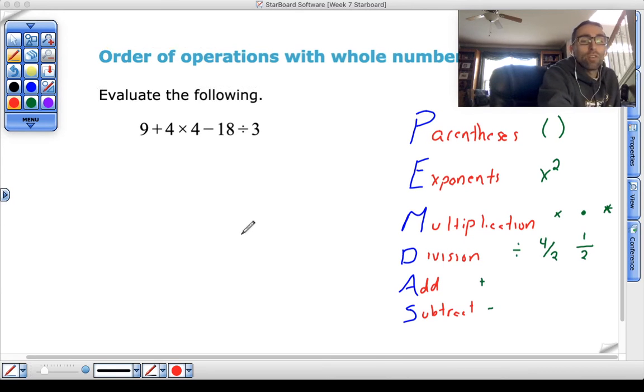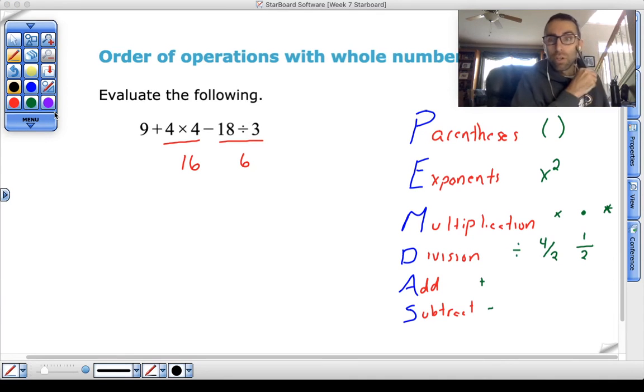So I'm going to underline my 4 times 4 first, right here. I'm going to underline my 18 divided by 3, and I'm going to leave everything else that I didn't use. So when I solve this, 4 times 4, I get an answer of 16. 18 divided by 3, I get an answer of 6. And now I want to fill in everything I didn't use before.